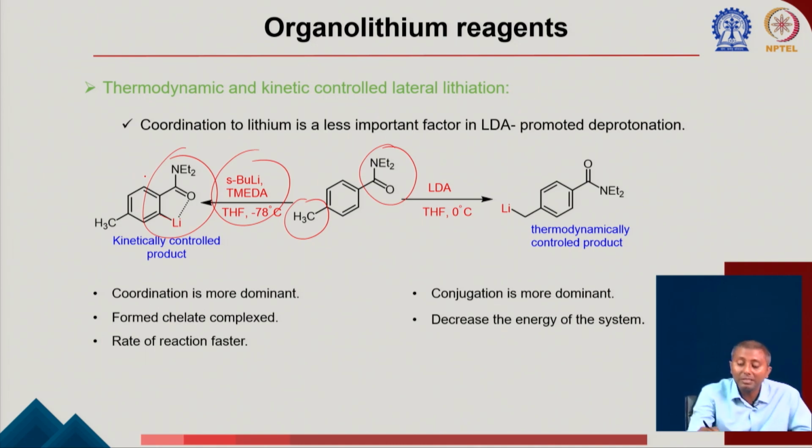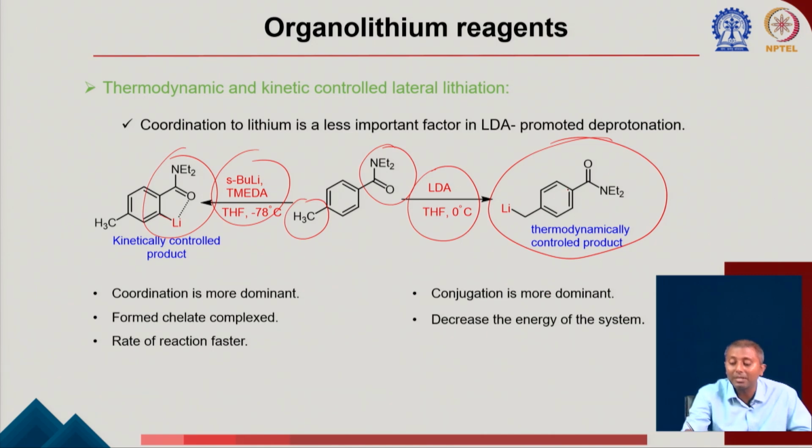And if you go to 0 degrees Celsius with LDA, then it is forming the thermodynamically controlled product through conjugation. So this is stabilizing through the conjugation, because the negative charge is getting stabilized through the conjugation. In the other case, the negative charge is getting stabilized through the formation of a chelation. So once you use the sec-butyl lithium with TMEDA at low temperature, the oxygen is the one which is going to chelate with the lithium, and that is going to direct the abstraction of the CH to form this corresponding lithium here. So here the coordination is the most important thing.